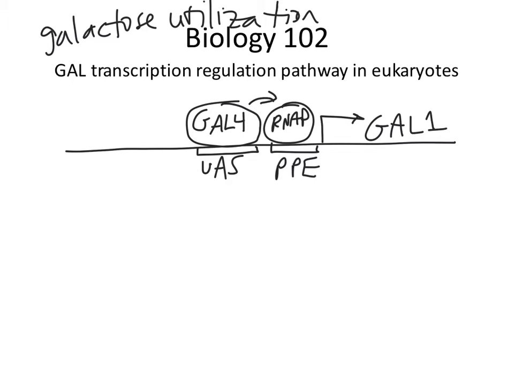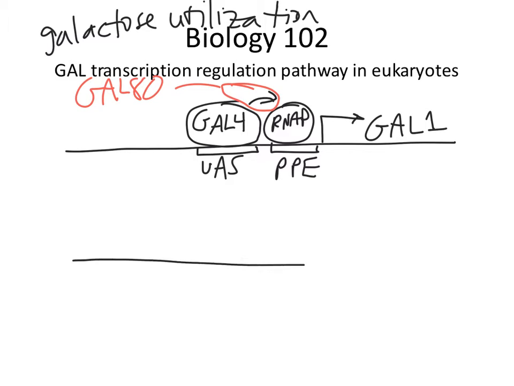The problem is that GAL4 has an inhibitor. Its name is GAL80. Don't worry, we're not going to go through what all 80 of the GAL proteins do. We're just going to touch on a couple. So GAL80 binds to GAL4 right there where GAL4 would normally be positively interacting with RNA polymerase.